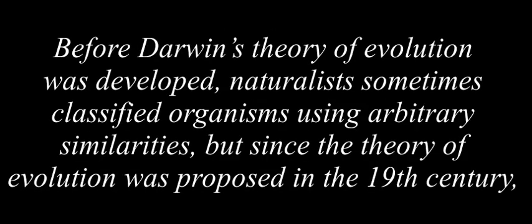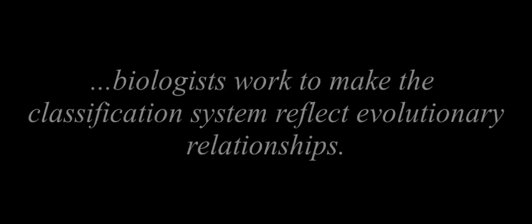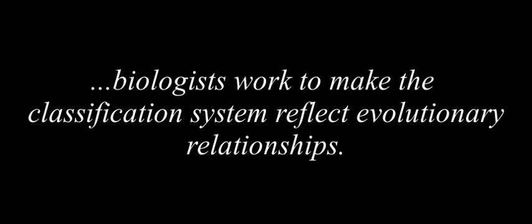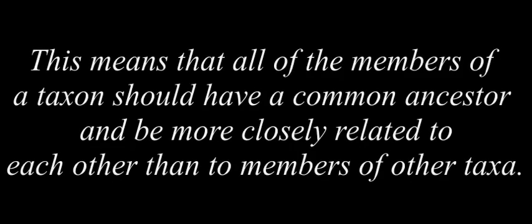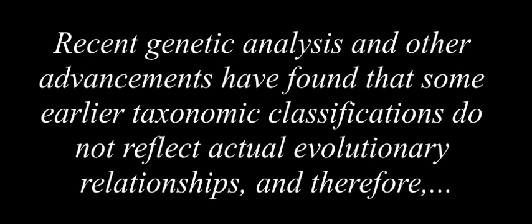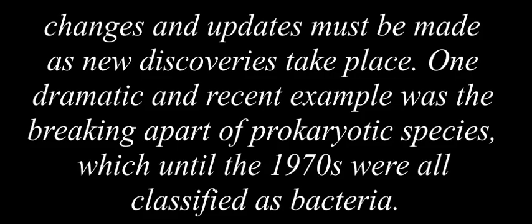Before Darwin's theory of evolution was developed, naturalists sometimes classified organisms using arbitrary similarities, but since the theory of evolution was proposed in the 19th century, biologists worked to make the classification system reflect evolutionary relationships. This means that all of the members of a taxon should have a common ancestor and be more closely related to each other than to members of other taxa. Recent genetic analysis and other advancements have found that some earlier taxonomic classifications do not reflect actual evolutionary relationships, and therefore changes and updates must be made as new discoveries take place.